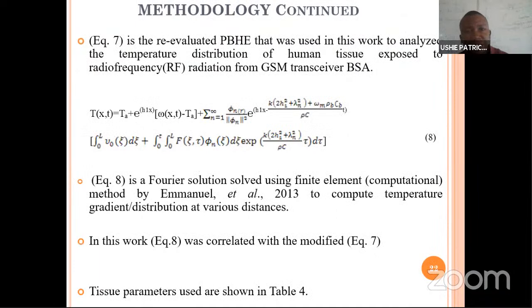We also look at equation 8. This equation 8 almost did the same thing as what we've done, but we evaluated the Pennes equation that was used in this work to analyze the temperature distribution of human tissue.